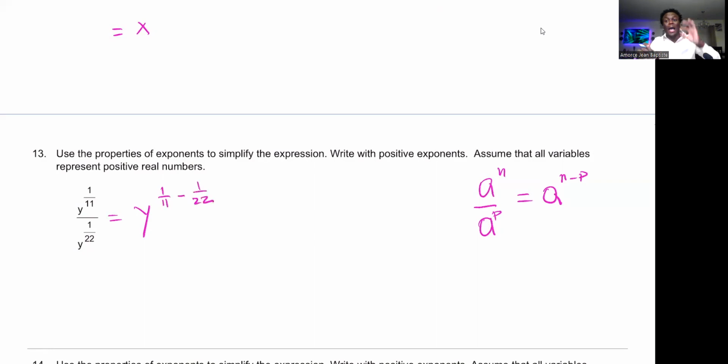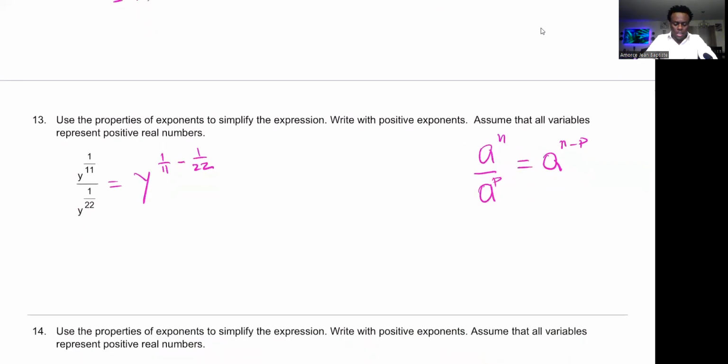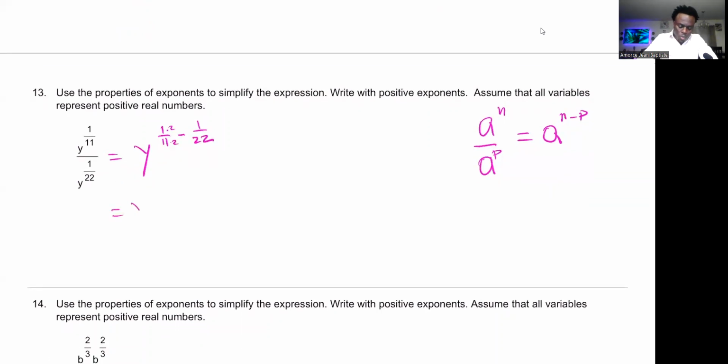1/22. You cannot add fractions if you do not have the same denominator. So that said, what do you multiply by to get 22 in denominator for the first fraction? That's 2. And then that takes me to y to the power 2/22 minus 1/22. Common denominator is 22. Y to the power 22, 2 minus 1 in numerator. Then finally, y to the power 1/22 is the answer.